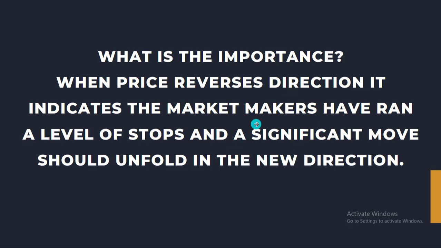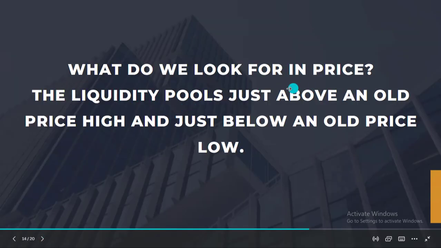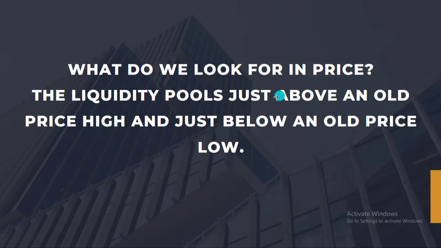So in summary, when liquidity is taken either above the marketplace in the form of buy stops, or below the marketplace in the form of sell stops, we should begin to see the market unfold a new level of liquidity in the opposite direction. When price is bullish previously and it takes out buy side liquidity, we should see price showing signatures to start going the opposite direction. This is what reversal is. So what do we look for in price? We look out for liquidity pools just above an old high or relative equal highs, or just below an old low or relative equal lows.